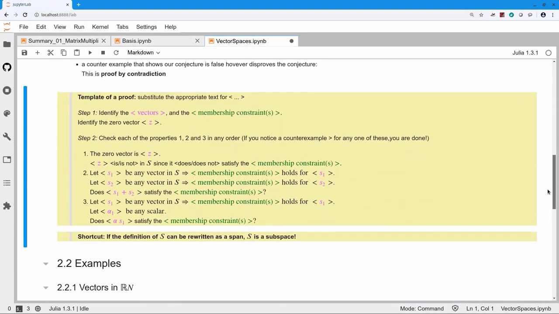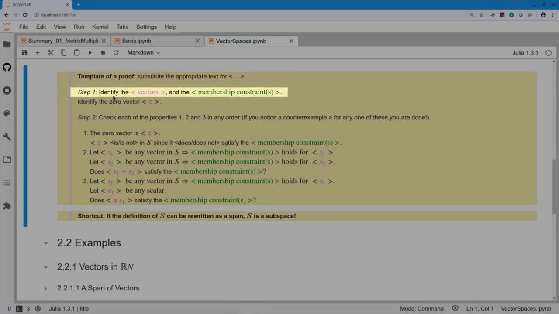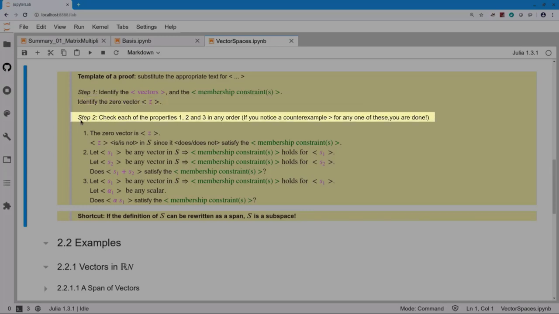Now, the template of a proof looks something like this. Wherever you see those angular brackets, you're going to write something inside of those angular brackets instead. So in your first step, you simply identify what the vectors are, and you identify what the membership constraint on those vectors has to be in order to say that the vector is inside my set. And then the next ingredient you want is to identify whatever the zero vector is for my set. So, for example, for functions, it's the function z of x equals zero.